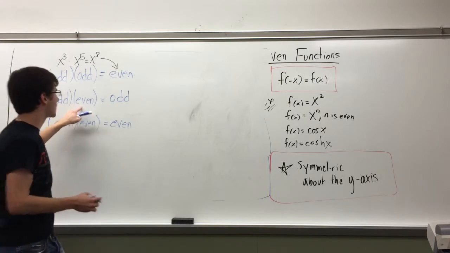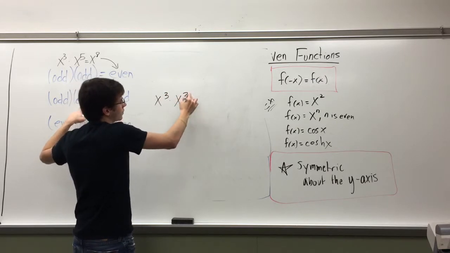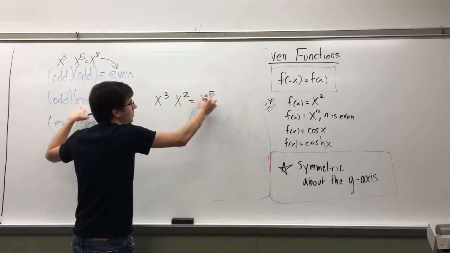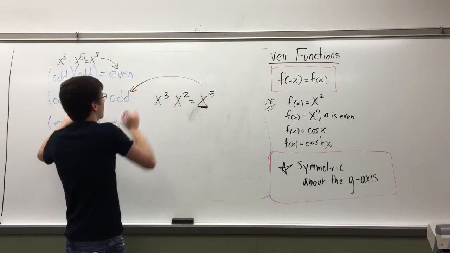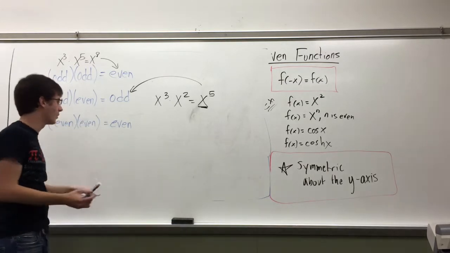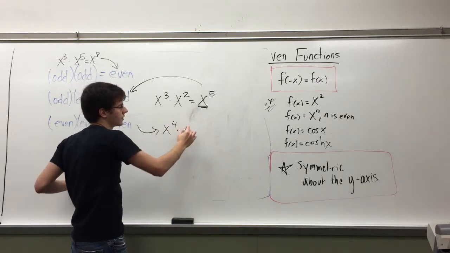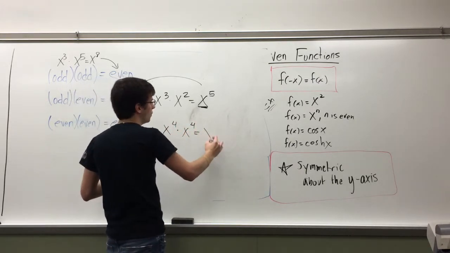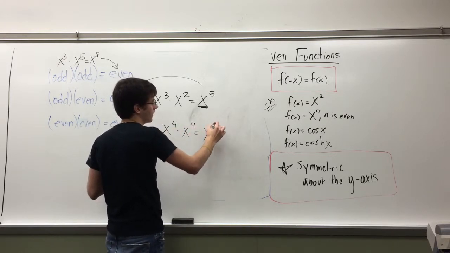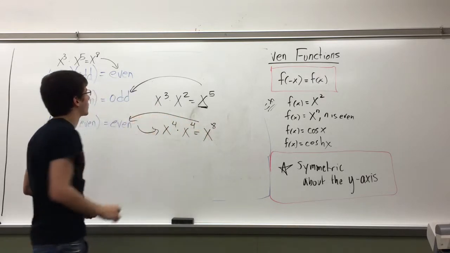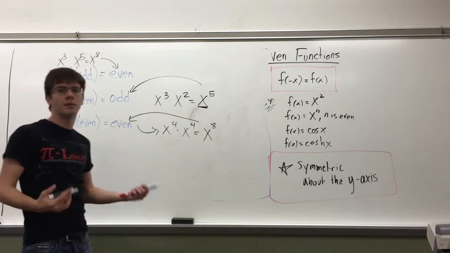What about an odd function times an even function? Let's pick an odd function x cubed, and let's pick an even function x squared. When you multiply this out, you add the exponents, and you're going to get x to the 5th, which is an odd function. And here, our last example, let's pick an even function, x to the 4th, and another even function, x to the 4th. And you multiply them out. When you multiply these, you add the exponents, so you're going to get x to the 8th, which is an even function. So I usually don't memorize the results. This is how I think of it. Might be helpful to you.